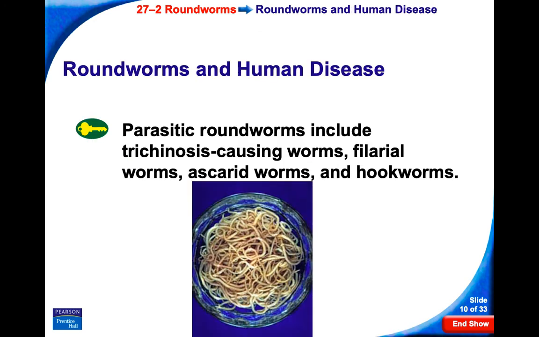Okay, so unfortunately these notes have to take a bit of a downward turn. We're going to talk about parasitic roundworms. Unfortunately, most of the roundworms that we are familiar with, or the ones that we come in contact with most, happen to be the ones that can have parasitic relationships with us. Now we're going to talk about 4 types: trichinosis-causing worms, called trichinella worms, filarial worms, ascarid worms, and hookworms.